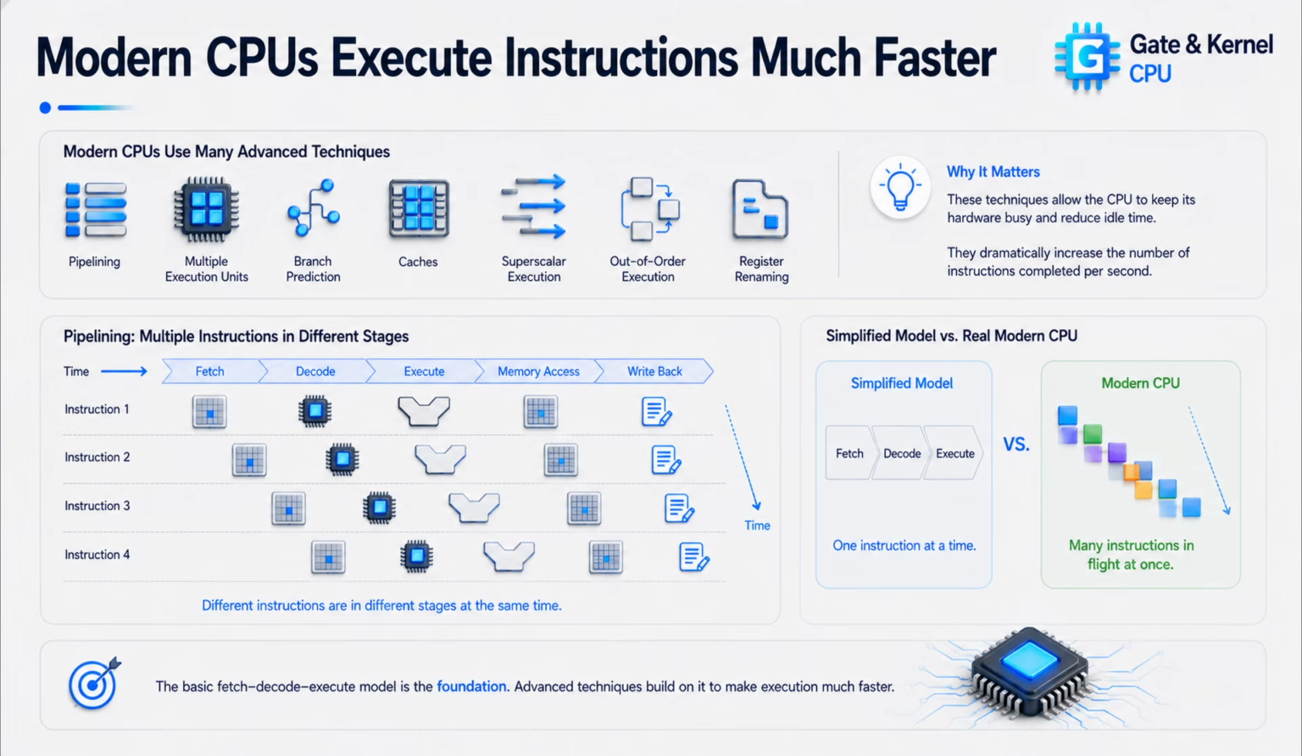With pipelining, several instructions can be in different stages at the same time. One instruction may be executing. Another may be decoding. A third may already be fetching. So the simple fetch, decode, execute model is not a complete description of a modern high-performance CPU. But it is still the foundation. Advanced CPU designs are largely trying to make this basic process happen faster and more efficiently.